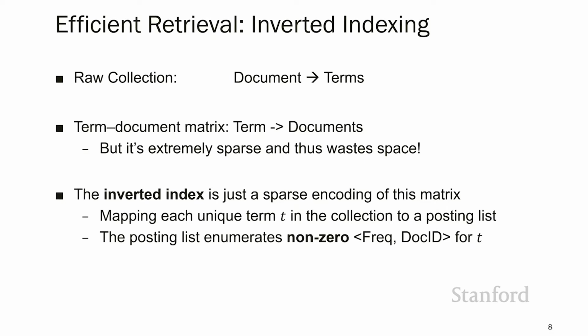So the inverted index, that's where it comes in. This is a data structure that solves this problem. It is essentially just a sparse representation of our matrix, which maps each unique term in the collection, so each unique term in our vocabulary, to what we call a posting list. The posting list of a term T simply enumerates all of the actual occurrences of the term T in the documents, recording both the ID of each document in which the term T appears, and also its frequency in each of these documents.